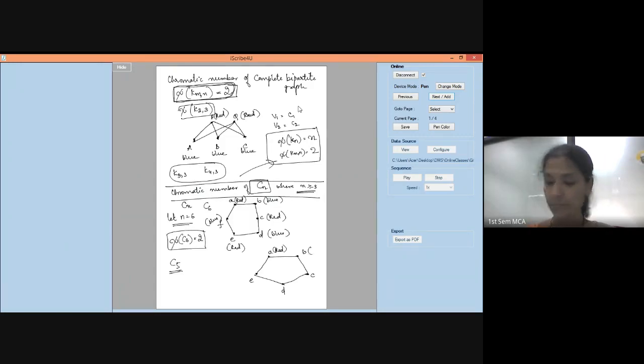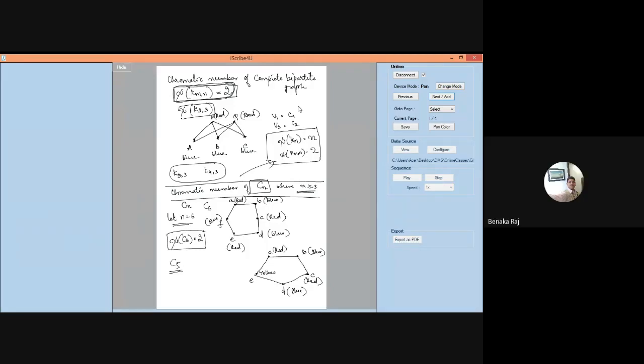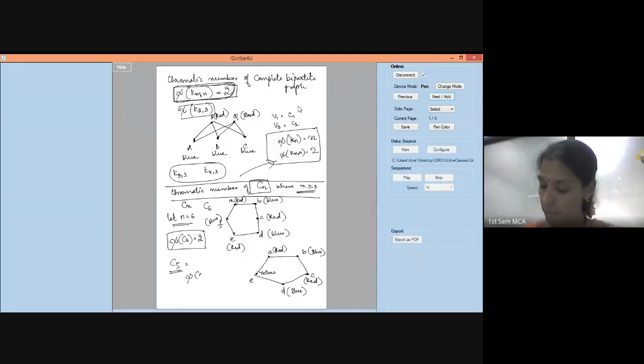Let me go to B. In B I'll put blue. C I can put red. D I can put blue. What about E? I can neither put it as red nor as blue, so I will have to put a different color for E. Are you understanding me? Yes, ma'am. So when I take C5, the chromatic number comes to 3. But when I took C6, the chromatic number came to 2.